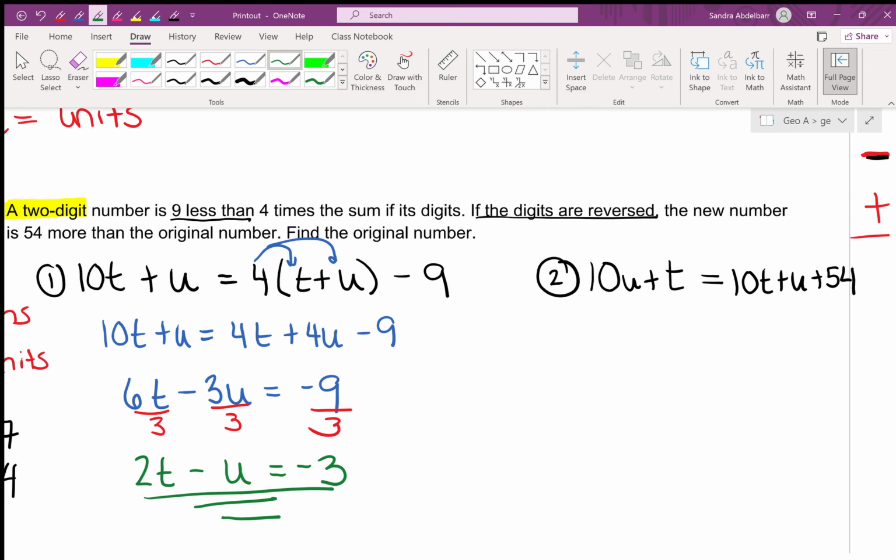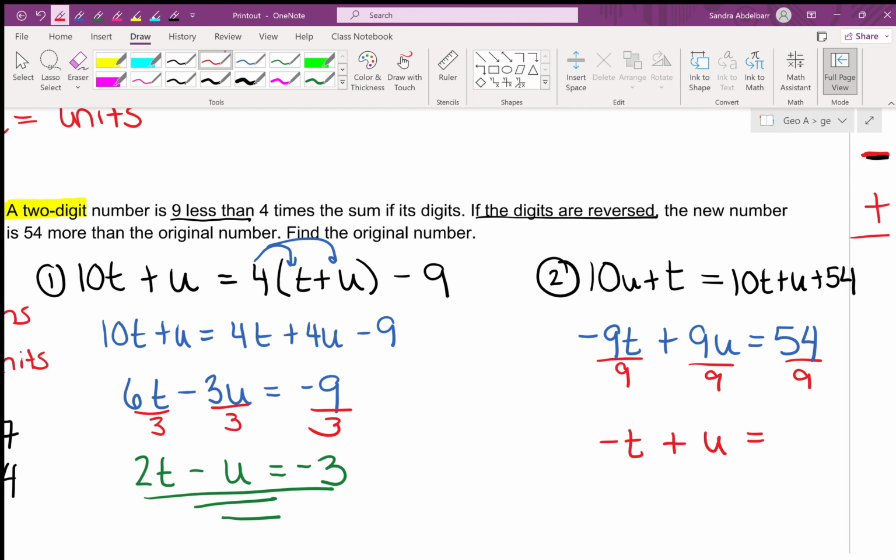All right, the next one. Get everything over to one side. So again, I want my t first. What do we get? Negative 9t plus 9u equals 54. Again, can I simplify this down? Yeah, and I'm going to divide everything by 9 to make my numbers smaller. So now we're at negative t plus u equals 6.